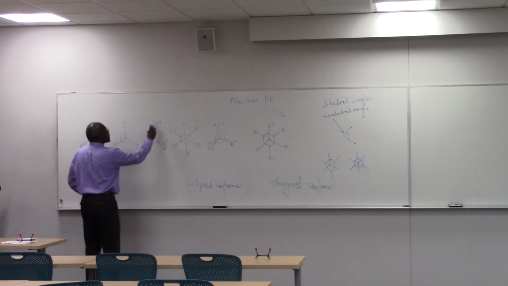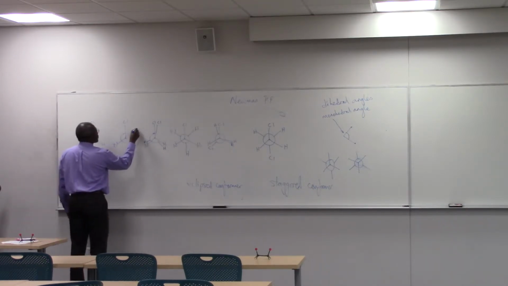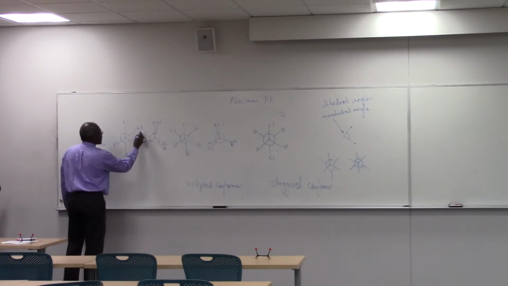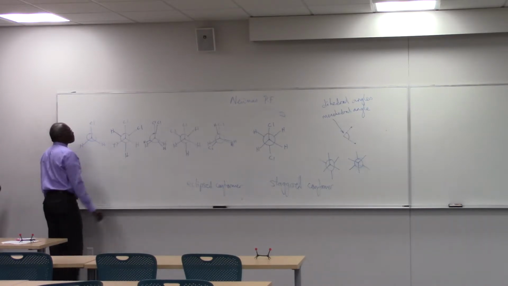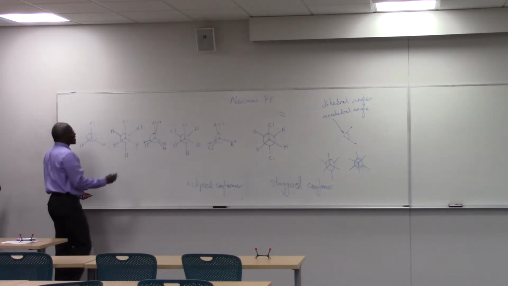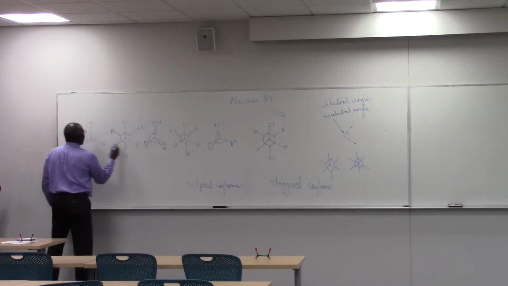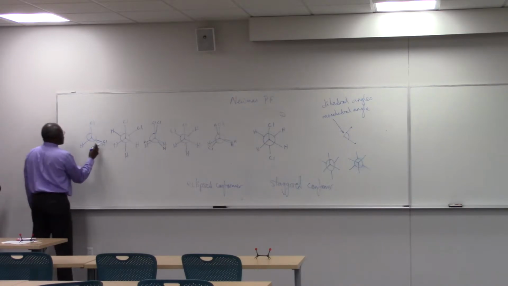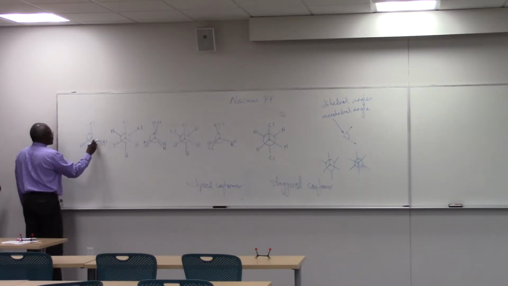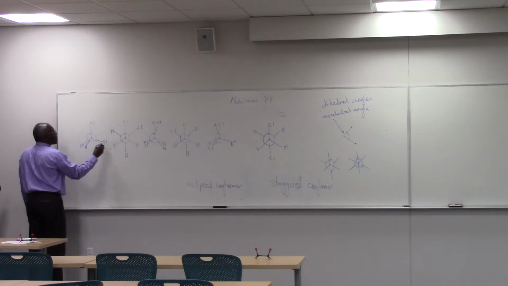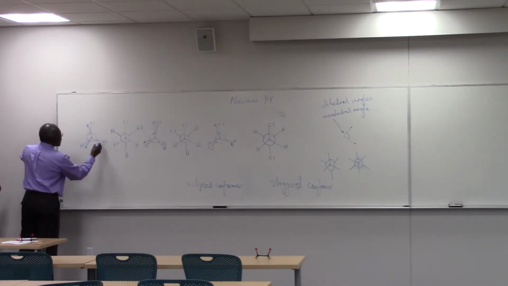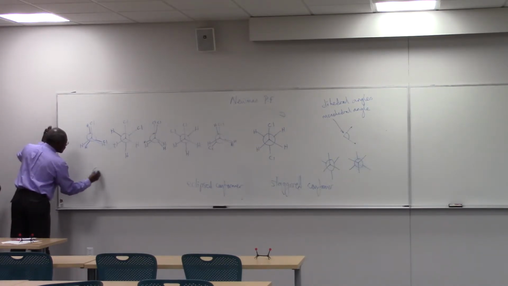Another 60 degrees, and that CL is now here. Right? This back H is straight down. This back H is straight up and to the left. Another 60 degrees, and that CL now hides behind that H. This H hides behind that H. And this H hides behind the CL. Another 60 degrees, and that CL comes back down here.